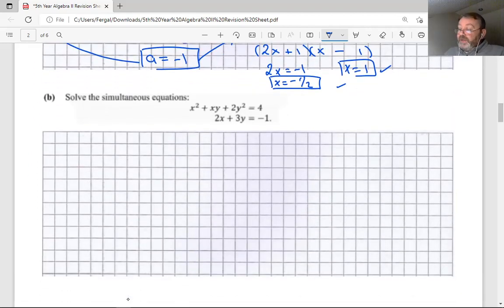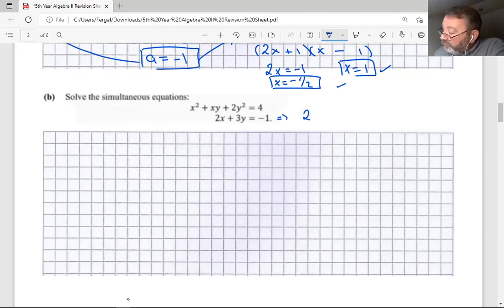Solve the simultaneous equations here. One is a quadratic, the other one is a linear. Okay, so in this case, there's a set procedure again. You take the linear equation and you work out what x or y is in terms of the other variable. So therefore, I get 2x is equal to minus 1 minus 3y. So therefore, x is equal to minus 1 over 2 minus 3 over 2y. Okay, and what I'm going to do now, once I've discovered what x is, I'm going to take that new version of x and substitute it into the quadratic.